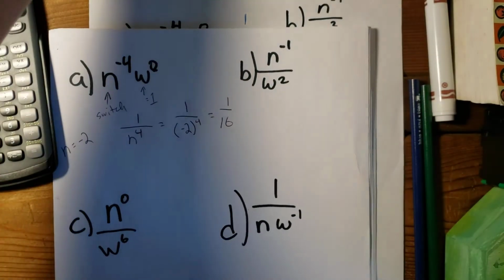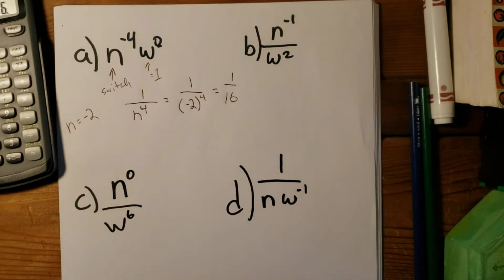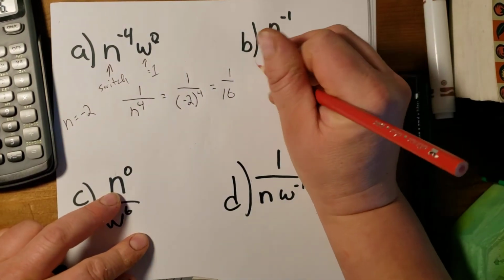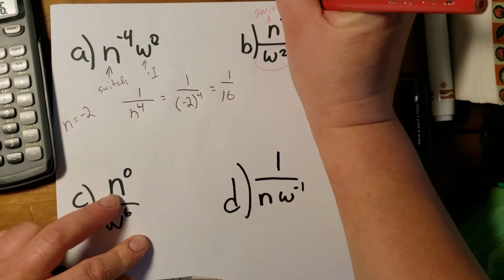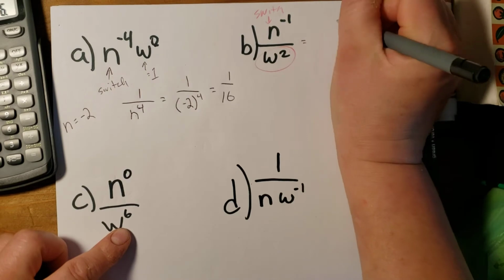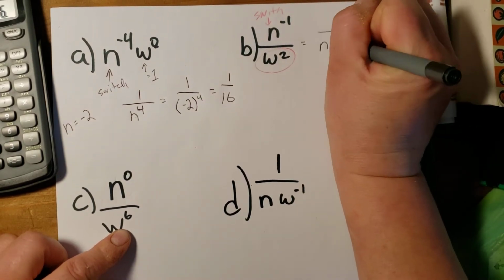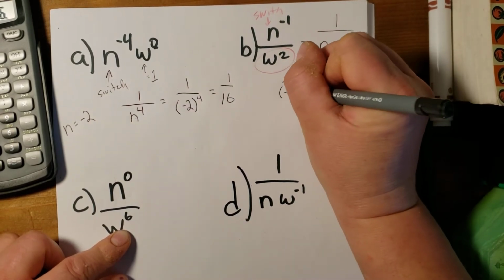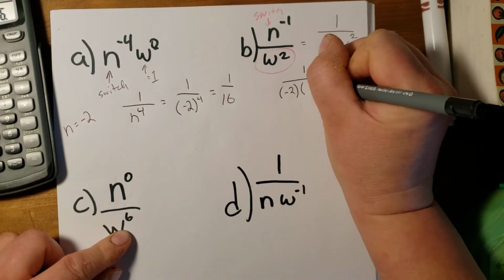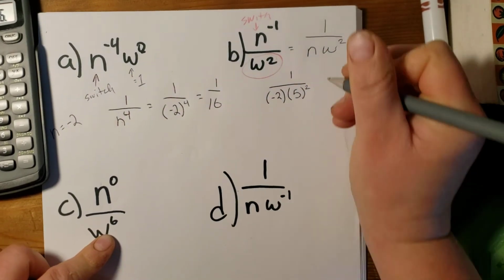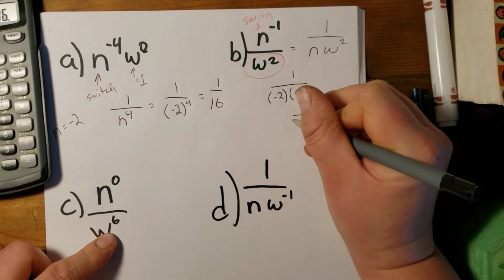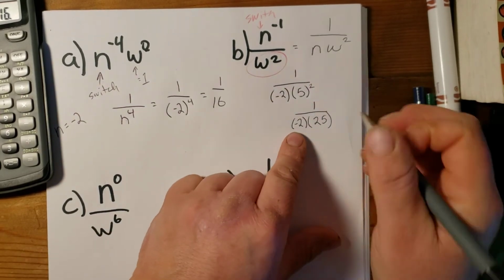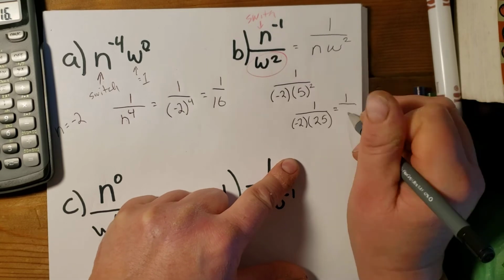All right, when we look at B, we have -1, n to the -1, and w squared. So we know that this one is going to stay put and this one is going to switch. So if we simplify that, that's going to be 1 over n times w squared. So n is equal to -2 and w is equal to 5 squared. When we simplify that one step further, we have 1 over -2 times 5 squared, which is 25. 25 times 2 is equal to 1 over 50.